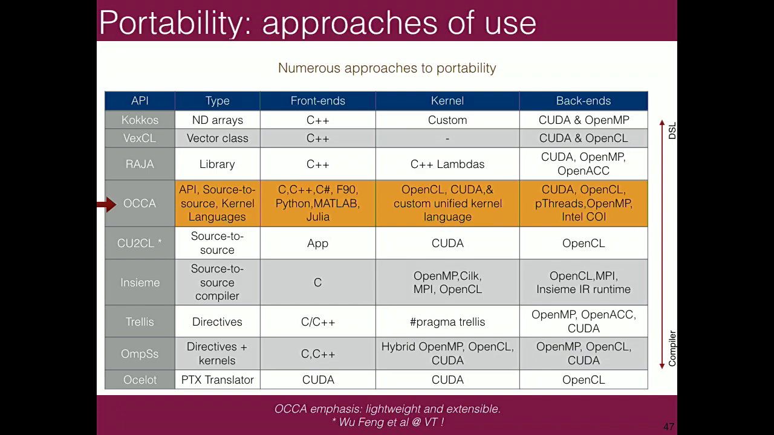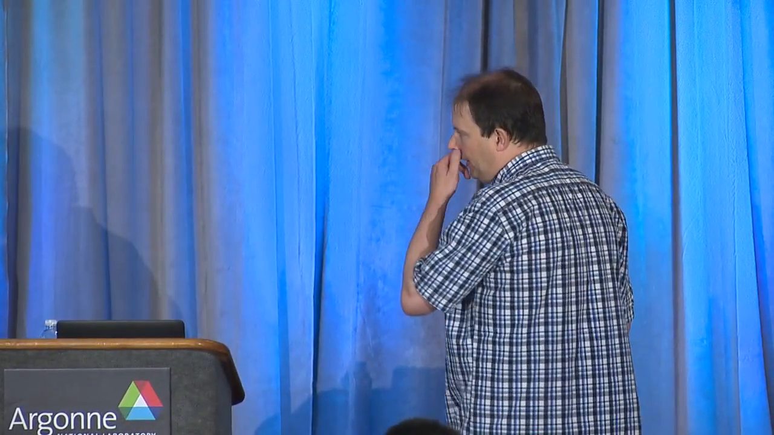Similar with Raja, except it's using C++ lambdas, so C++11 features. With Ocker, we are going to specify kernel languages, although you can still use CUDA and OpenCL kernel languages. And then we will do online translation to whatever backend you want. CUDA call is more of a static solution where you're doing source to source. You write code in CUDA, and then you use CUDA call to do that translation. But that's less online, it's more of an offline solution, and so on. So you can go all the way down to the bottom where you're doing binary translations.